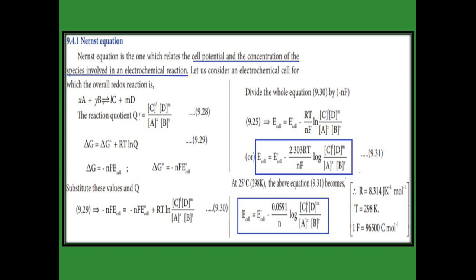When we put in all the values, we get 0.0591, and that is the Nernst equation. So the last one indicates that it is the Nernst equation. From the Nernst equation, we are correlating the E cell of the electrochemical cell to the concentration of the species involved in that reaction.